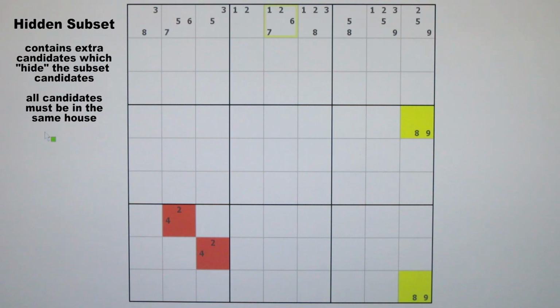Because without the coloring, it's not as easy. But when you get to be an expert Sudoku solver, you will look at that top row and you will identify that there is a hidden pair in there. That's what that's called. The 7 and the 6 are a hidden pair.